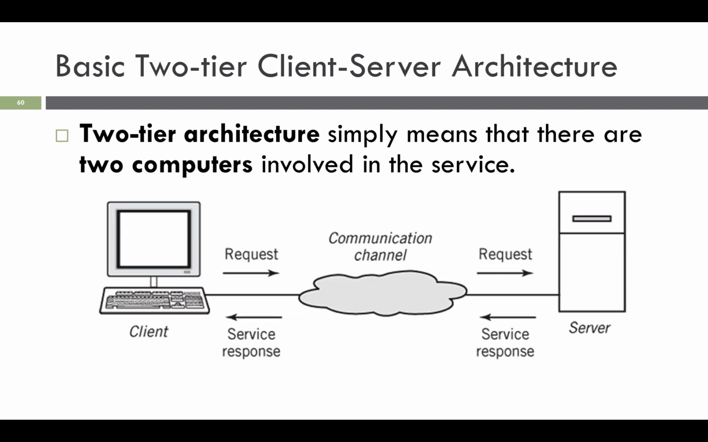The simplest form of a client-server architecture is the two-tier, which implies two levels. Two-tier architecture simply means that there are two computers involved in the service. The basic operation starts with the client requesting information from the server. The server receives the request, processes the data, and sends a response back to the client.